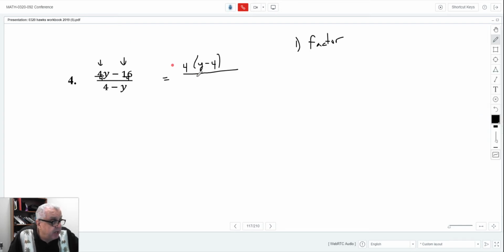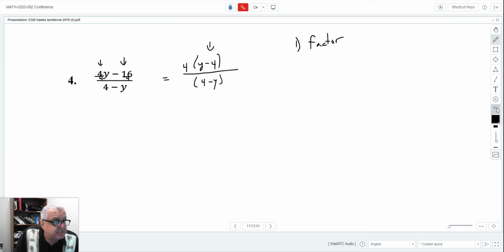So I factor the top. The bottom does not factor: 4 minus y. So this is y minus 4 at the top, and the bottom is 4 minus y. So I can't cancel those out. They're different. One has a positive y, the other one has a negative y.